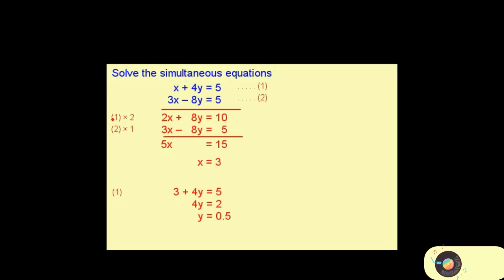So on this one, I've multiplied the first equation by 2 to make the coefficient of y 8, and I've left the second equation the same again. Then, because this one is add and this one is minus, I'm going to add them together. This will eliminate y, giving me 5x is 15, so x is 3. I'm going to substitute this into the first equation, which gives me the value of y as 0.5.